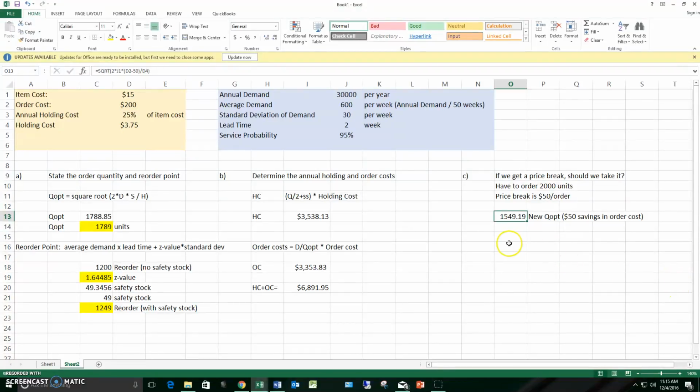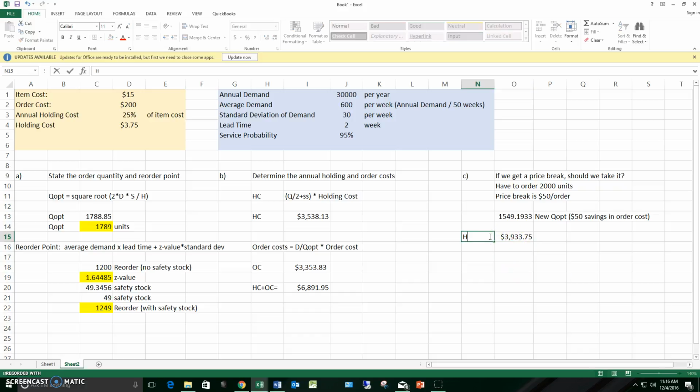We know again what our holding costs are going to be. It's going to be our Q optimum divided by 2 plus our safety stock times our holding cost. Now in this case we have a new Q optimum. We have 2,000 now divided by 2, plus we still have a safety stock over here of 49 times our holding cost of 375, and that hasn't changed. 375 is still what it was. We now have a new holding cost of $3,933.75.